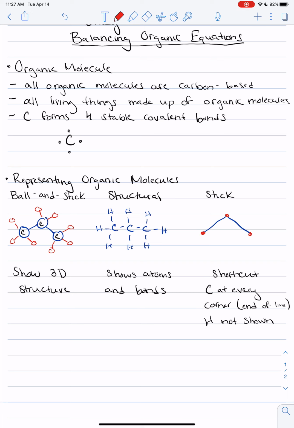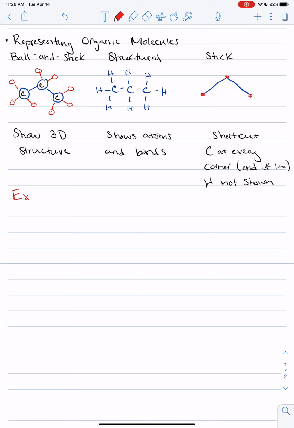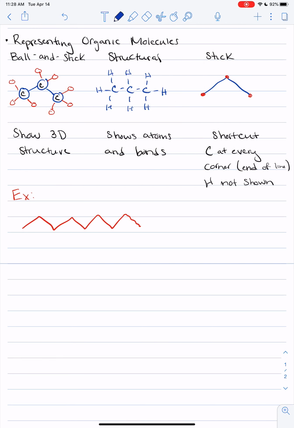Okay, so what we need to know is if I gave you a model, you should be able to tell me, is it ball and stick, is it structural, or is it stick? And if I gave you a stick model, I would like you to be able to tell me how many carbons there are. So let's do an example of that. Let's say I have this. Now, we're trying to figure out how many carbons are here. So we need to count the corners. 1, 2, 3, 4, 5, 6, 7, 8, 9. This has 9 carbons.